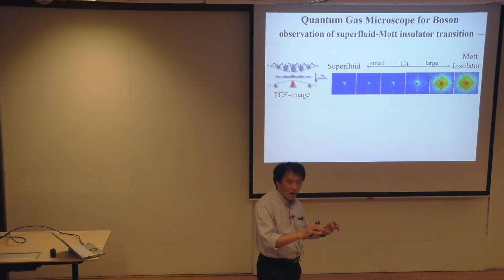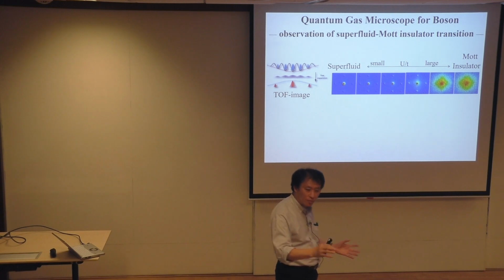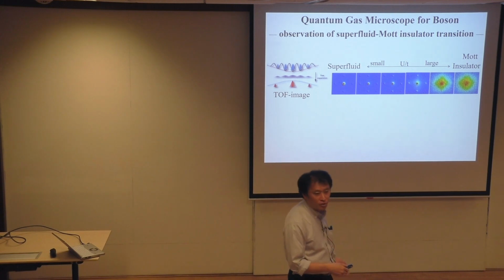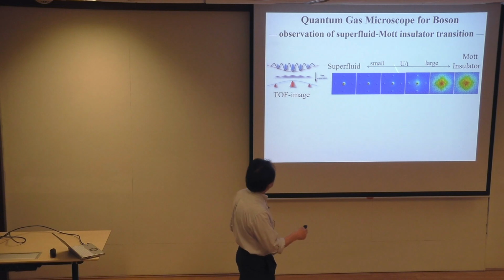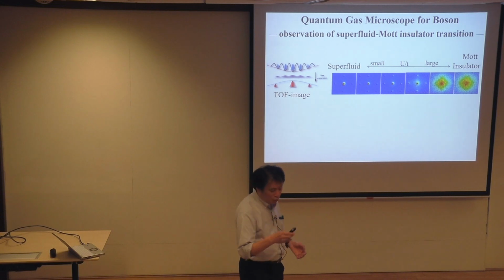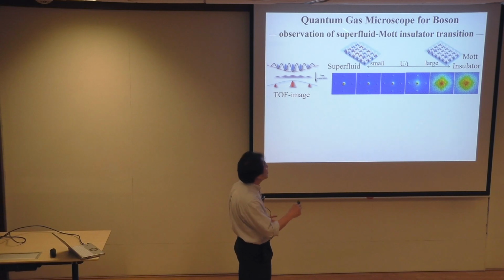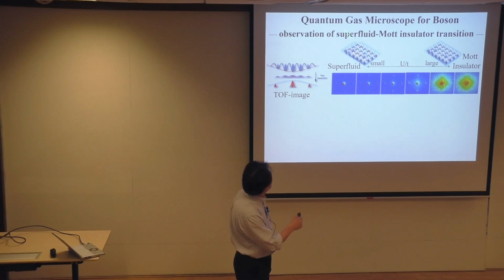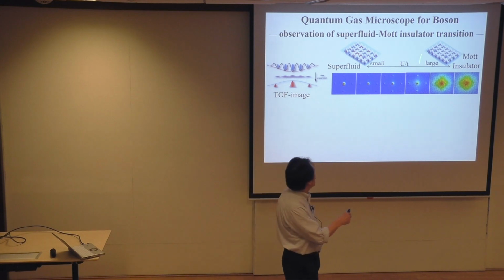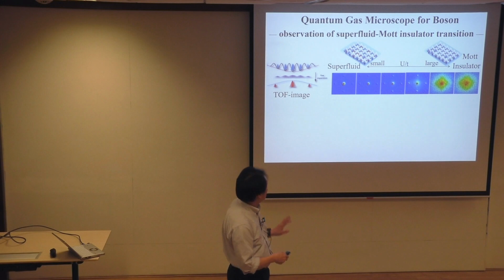Each atom is localized, so no phase coherence exists in the Mott insulator state. With this behavior, we imagine that the atom distribution in an optical lattice should be like that in a superfluid state, and should be like that in a Mott insulator state.